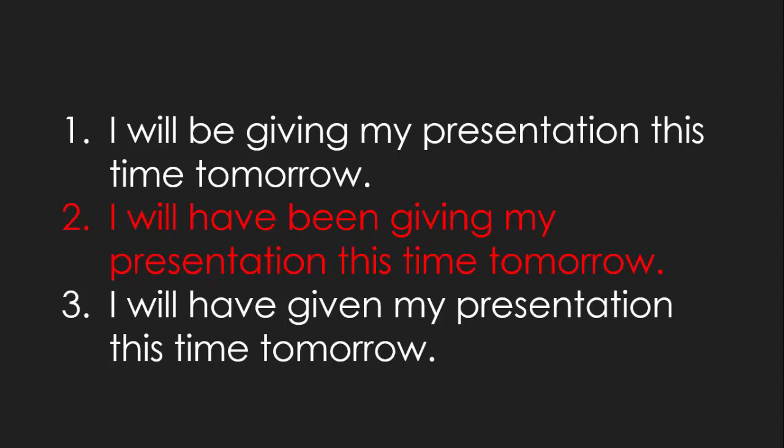We can't use future perfect continuous for things that are in the process and haven't reached a special anniversary. But you can say, I will be giving my presentation this time tomorrow. That means this time I will be in the process. I will be standing in front of my audience. And number 3, I will have given my presentation this time tomorrow, means that between now and this time tomorrow, my presentation will have been finished.